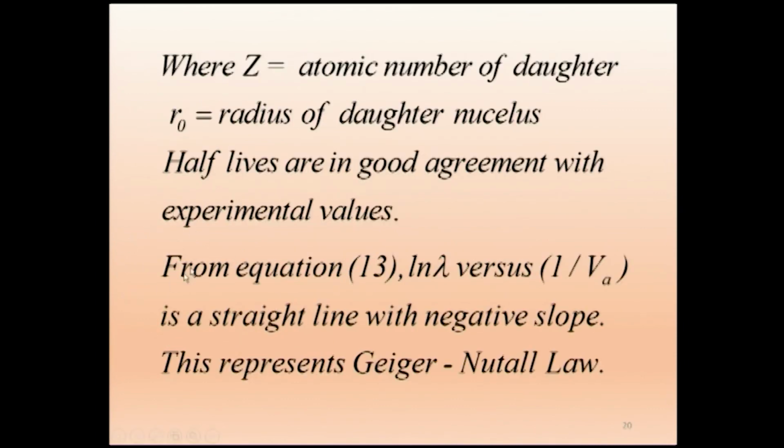See, from equation 13, log lambda versus 1 by V alpha is a straight line with negative slope. And what does this represent? This represents the Geiger-Nuttall law. Thus, we are able to get the Geiger-Nuttall law, which was an experimental law, from Gamow's theory, and this very clearly establishes the validity of Gamow's theory.